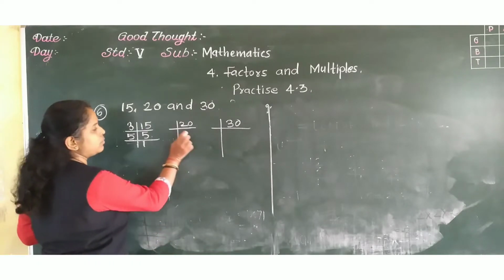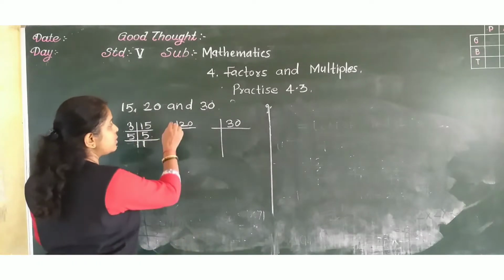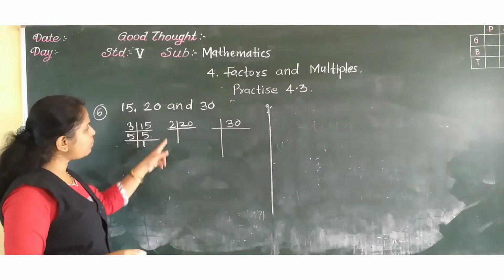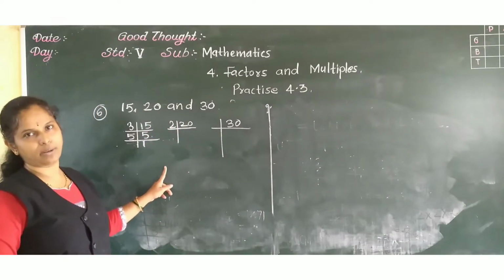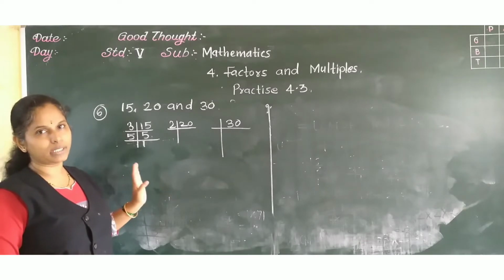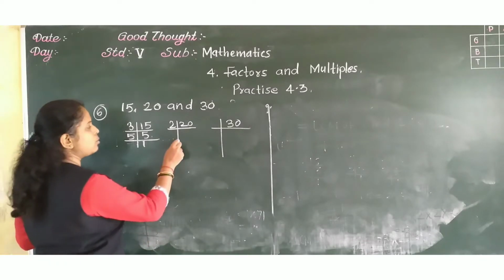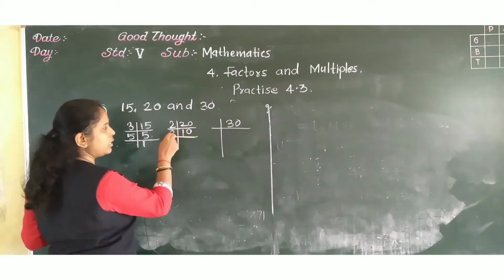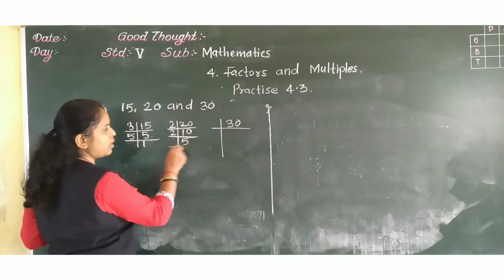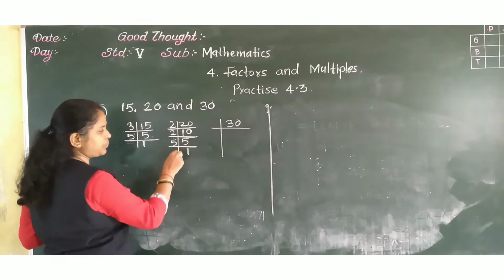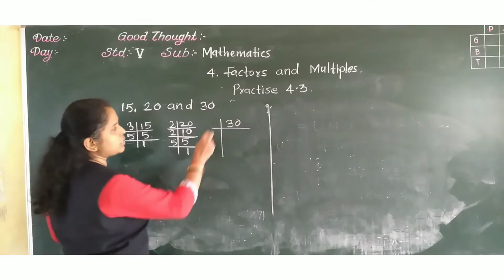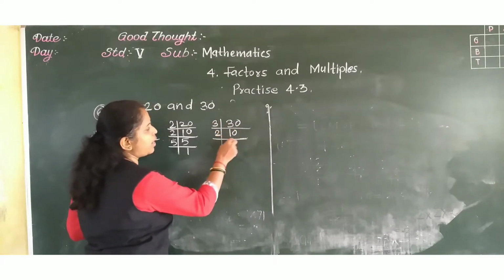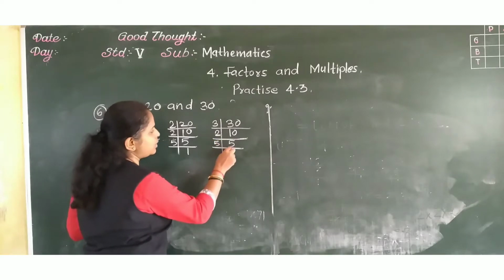Now 20. 20 is divisible by 2. Keep in mind students, here all prime factors must be there. We don't have to take the composite numbers. So now see here, 2 tens are 20. Then again 10 comes in 2 steps, 2 fives are 10 and 5 ones are 5. Now this 30 is divisible by 3, 3 tens are 30. Then 2 fives are 10 and 5 ones are 5.